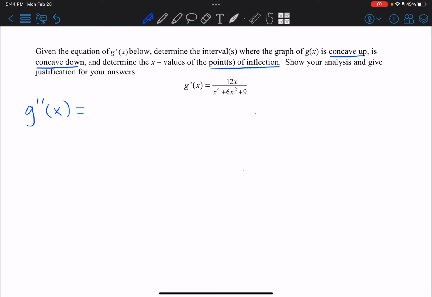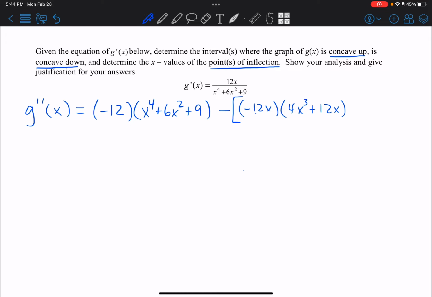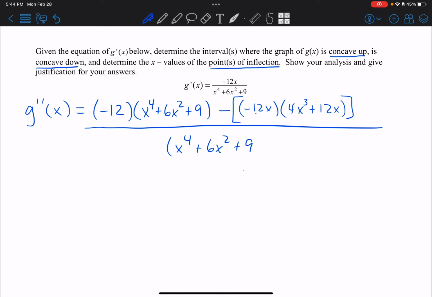All right, so let's take the derivative. This is a rational function, so we should do the quotient rule. I think that makes the most sense. So the derivative of the top is negative 12 times the denominator, x to the fourth plus 6x squared plus 9, minus, I'm going to put this in a bracket just so I don't forget, the numerator times the derivative of the denominator. I know that this isn't a big deal for you guys. You guys are perfect with this. And then x to the fourth plus 6x squared plus 9, quantity squared.